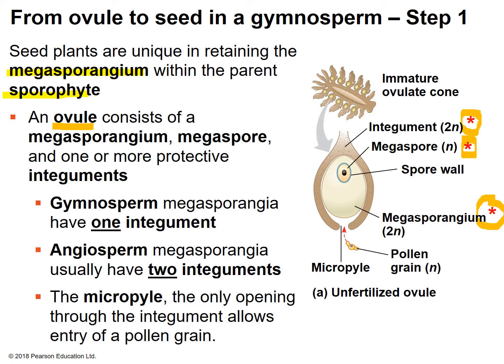Gymnosperm megasporangia, as the one shown here, have one integument. Angiosperm megasporangia usually have two integuments, not shown here. The micropyle, the only opening through the integument, allows entry of a pollen grain.